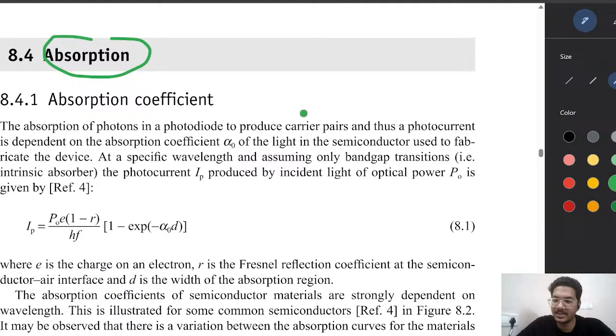This is the first and essential step. The absorption of the photon in a photodiode produces a carrier pair and thus a photocurrent that is dependent on the absorption coefficient alpha.